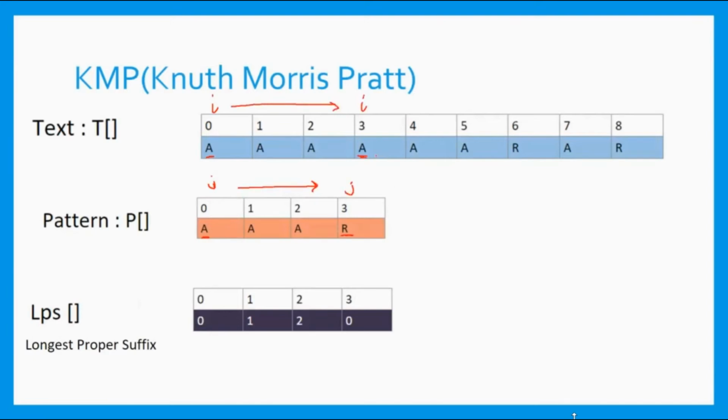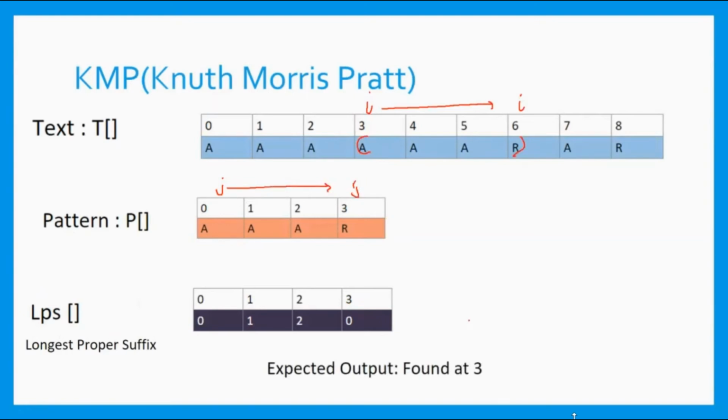Now we see there's a mismatch. So we take j back. So we look for corresponding element for j in the LPS array. We see we have 0 at third position. So we move our j back to 0th position. We again start comparing them, and we see as we keep on increasing values of I and j, our pattern has been found at index I minus j, that is 3.